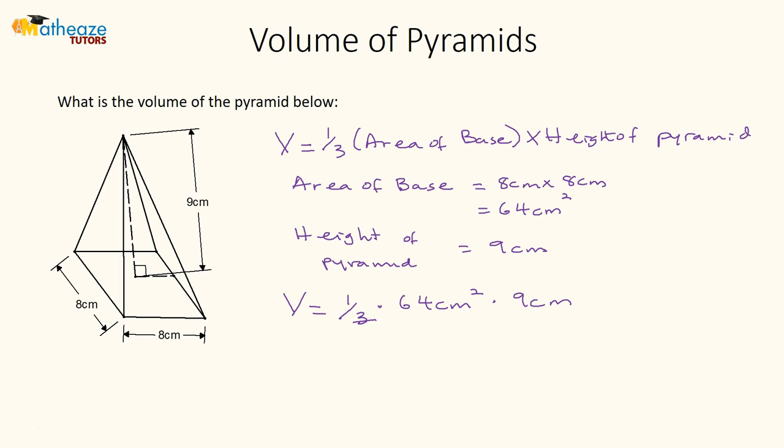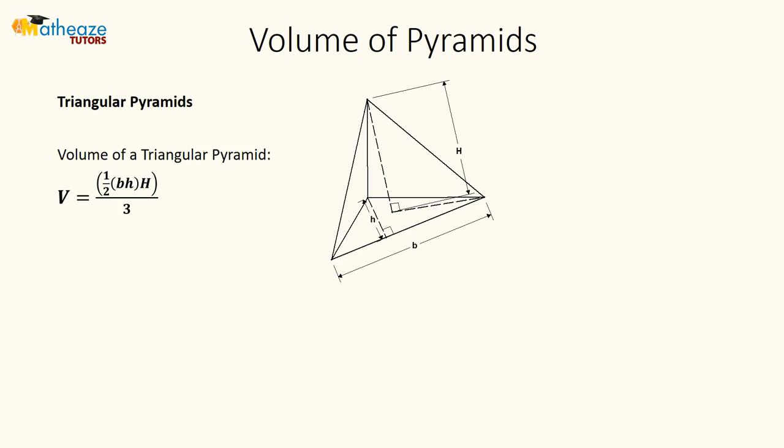So 3 here, 9 divided by 3, we get 3. So this is going to give us 192 cubic centimeters. So this is how you would approach the volume of a pyramid. First thing, get the area of the base, figure out the height, and then divide by 3. Now let's look at a triangular pyramid. What we do is area of the base times height divided by 3.